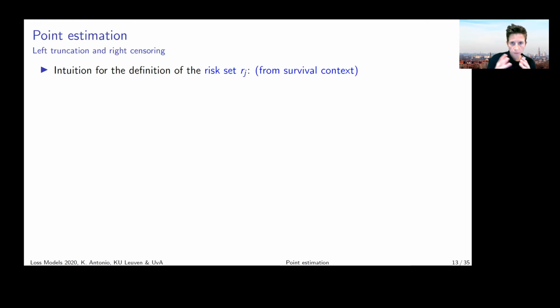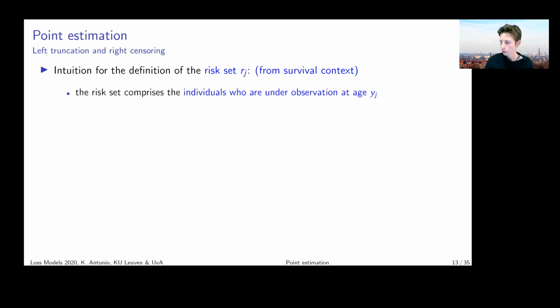Now, what I just explained is what I try to summarize here on the sheet. So if you look at the definition of the risk set, I give you a definition which is more from a survival context. In a survival context, we're typically interested in time to a certain event or age at which a certain event will happen, right?